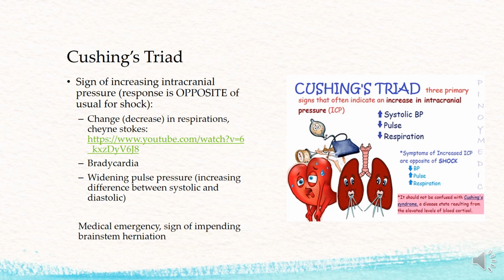Here in the little picture, little asterisk says it should not be confused with Cushing's syndrome, disease resulting from elevated levels of blood cortisol. So here we've got multiple Cushing's all over the place with these operational definitions. That's just confusing us. So Cushing's triad is the sign of increasing intracranial pressure. Our response is opposite of that of what's usual for shock.